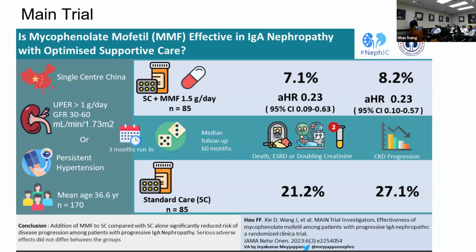So if you have a Chinese patient, if you ran out of ideas what to treat the IgA with, you can probably think about MMF.